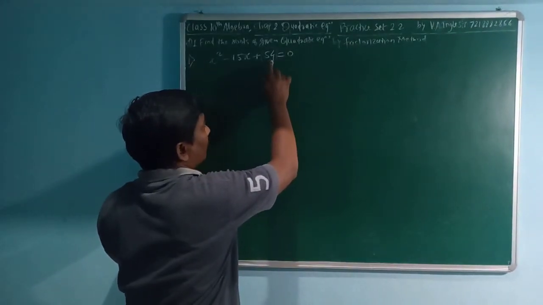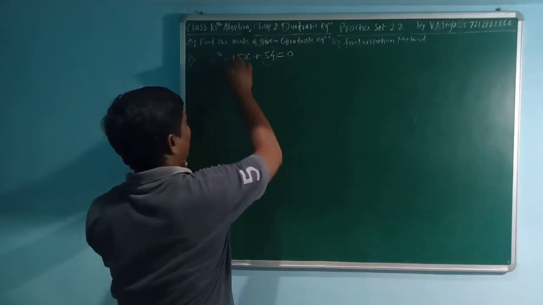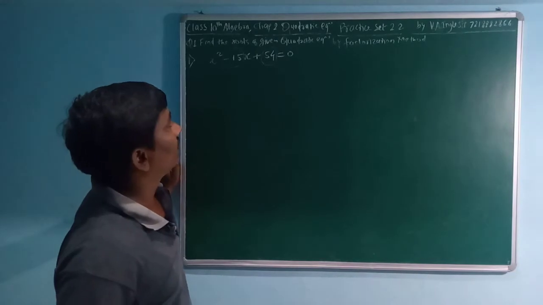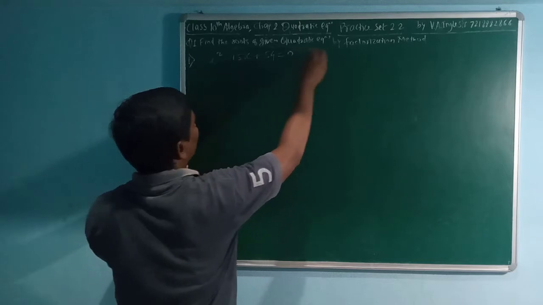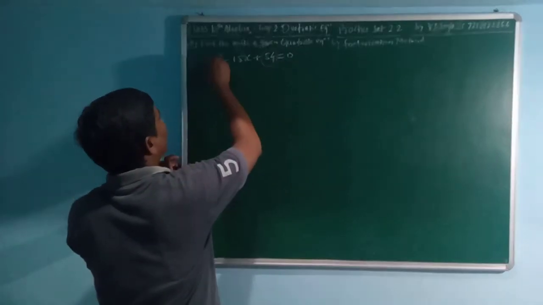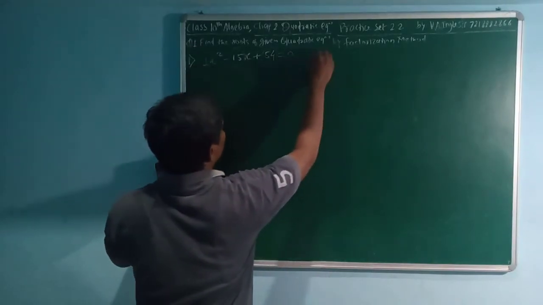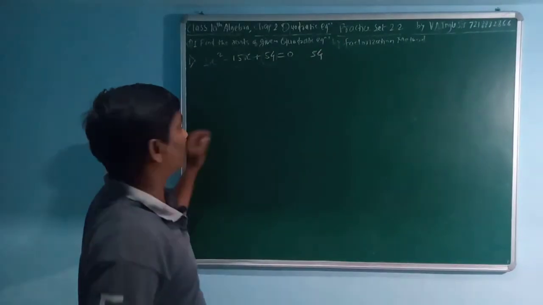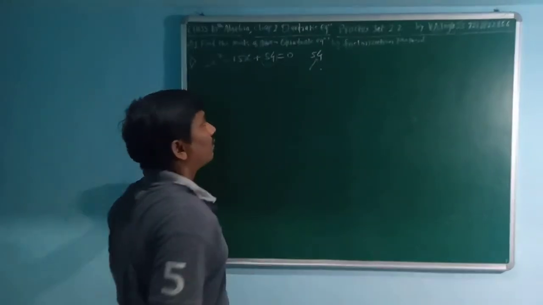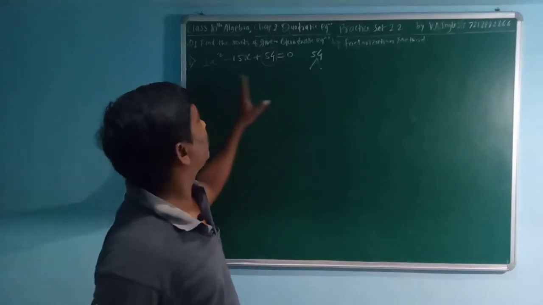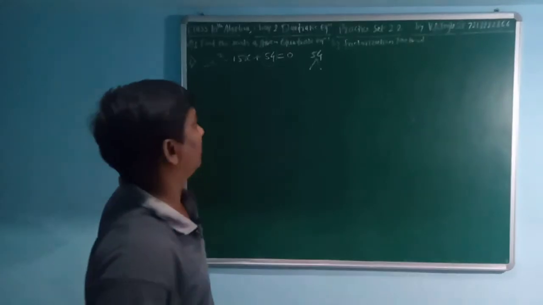Factorize 54 and check out the factors which will satisfy the middle term of the quadratic equation. Actually, this constant c is to be multiplied by the coefficient of x square. Here the coefficient of x square is 1, so 54 into 1 is 54. That means you have to factorize only 54. Then you have to find the factors which will give you the middle term, either by subtracting or by adding.